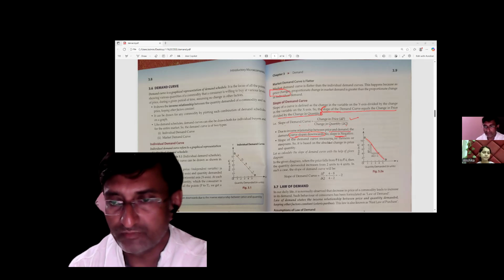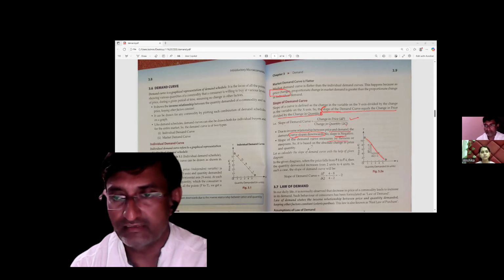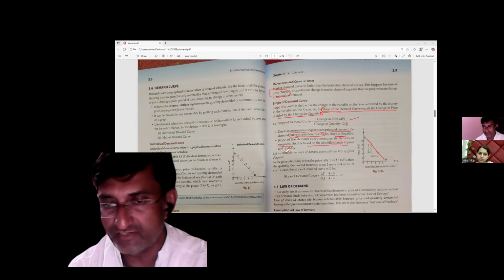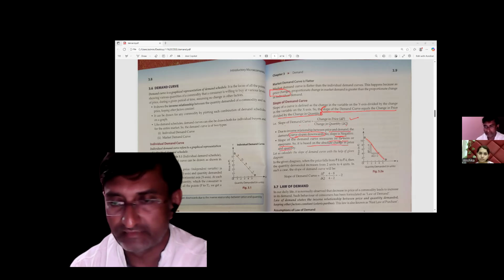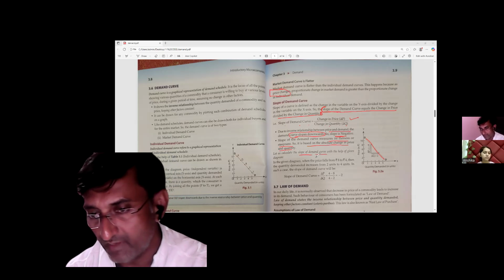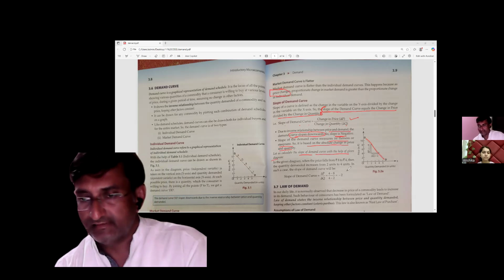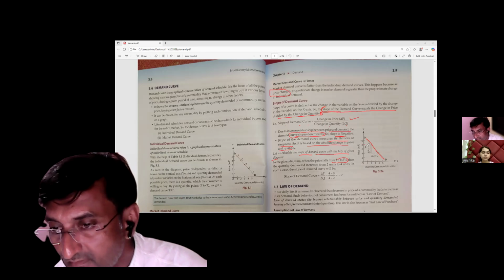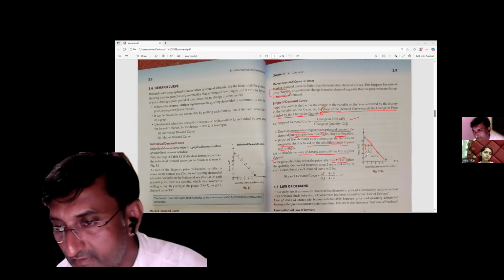Now, the slope of the demand curve measures its flatness or steepness. So it is based on the absolute change in the price and quantity. Now let us understand with an example. Let us calculate the slope of the demand curve with the help of the given diagram. Let's see. In the given diagram, when price falls from 8 to 4, then the quantity demanded increases. Let's see.